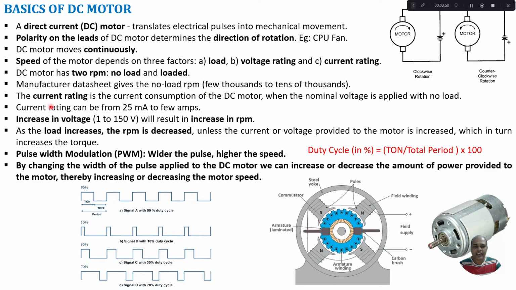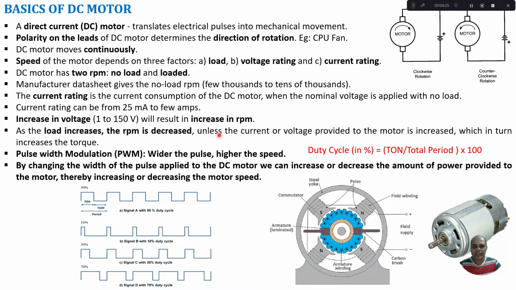The current rating is nothing but the current consumption of the DC motor when a nominal voltage is applied with no load. Again, in order to get a particular RPM, how much current we have to give to a DC motor under no load condition, that is nothing but the current rating. A current rating can be from 25 milliamperes to a few amperes of current. In the same way, an increase in voltage from 1 to 150 volts will also result in an increase of RPM. As the load is increased, the RPM is decreased.